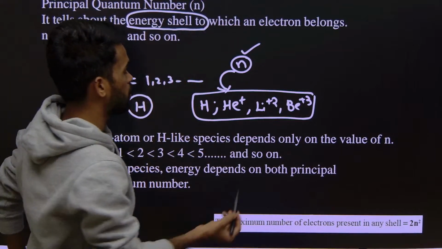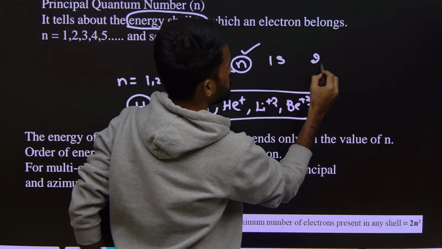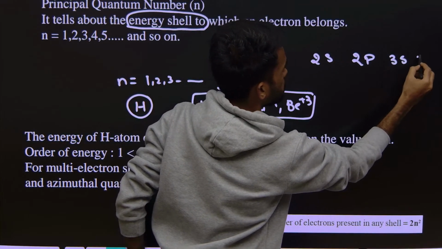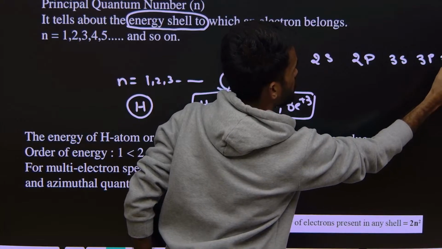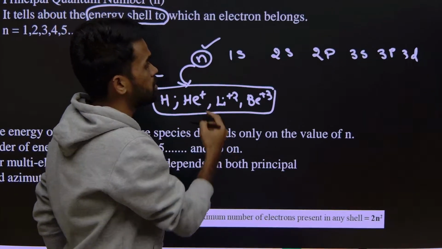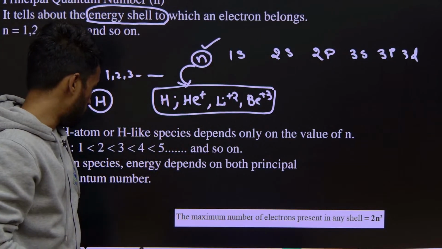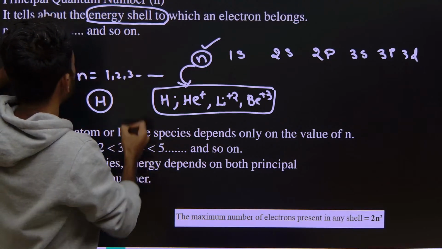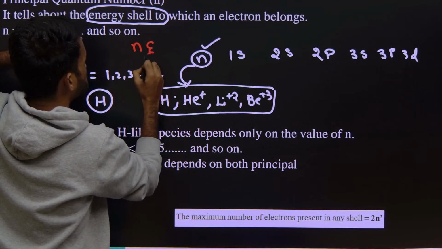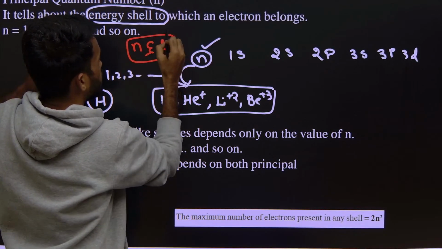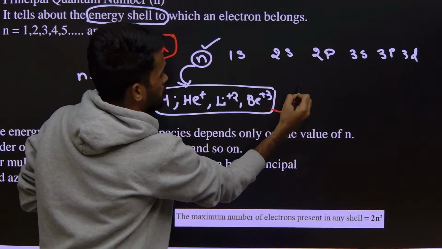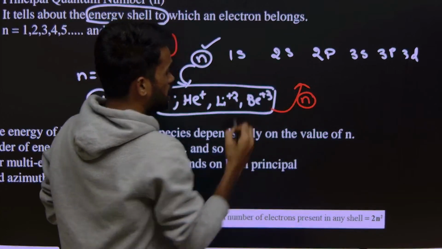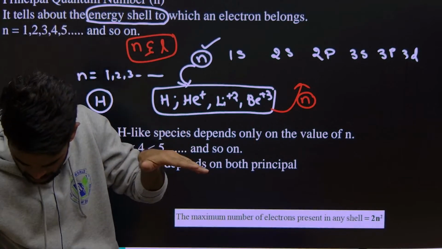For example, I am giving you 1s, 2s, 2p, next 3s, 3p, 3d. Now, what is the order of these orbitals, they will ask. So tell me what is your answer. If it is a multi-electron system, we need to look at the principal quantum number as well as the azimuthal quantum number L. But when it is a single electron system like this, the energy depends just on the n value only. If the n value is the same, their energies are also the same.